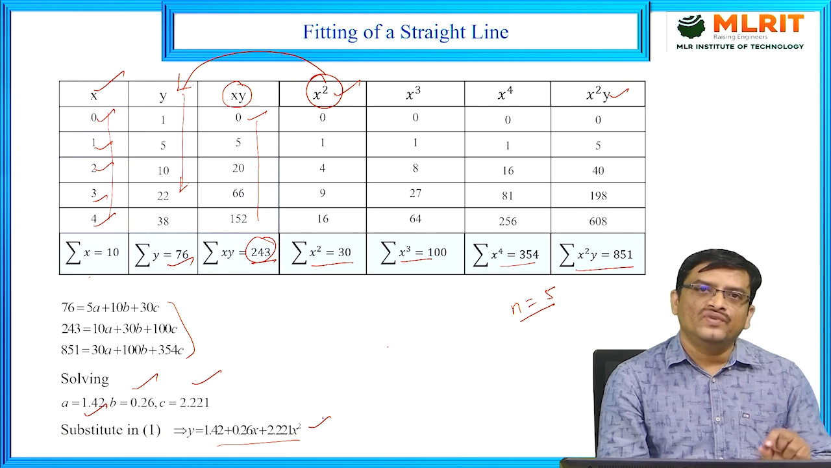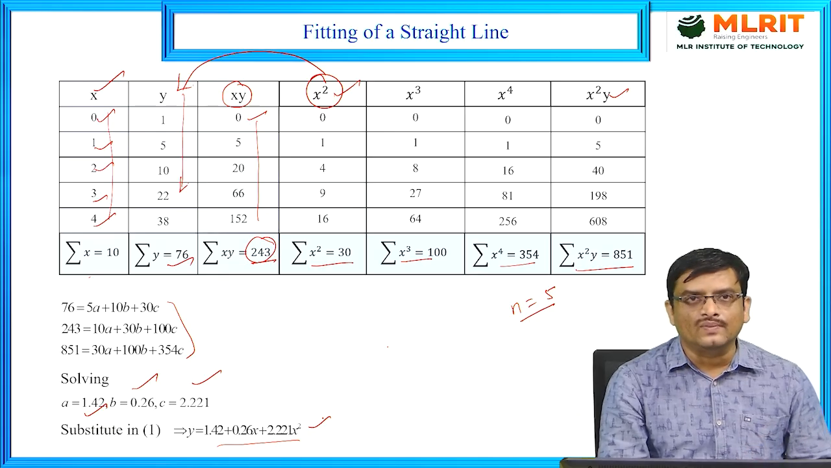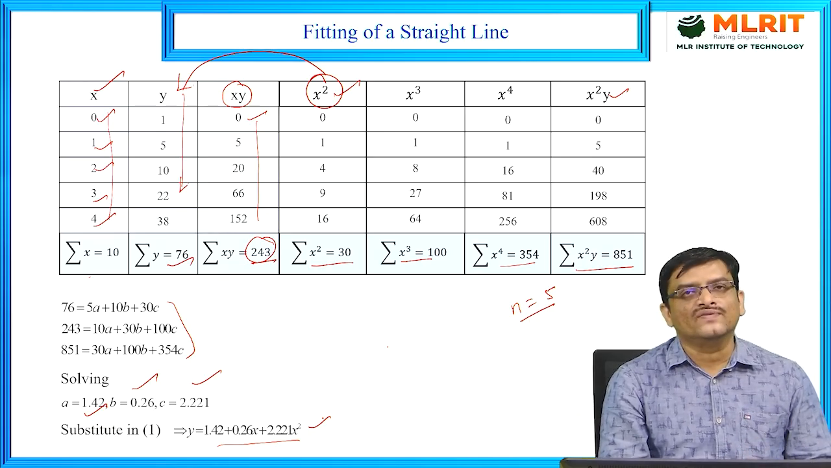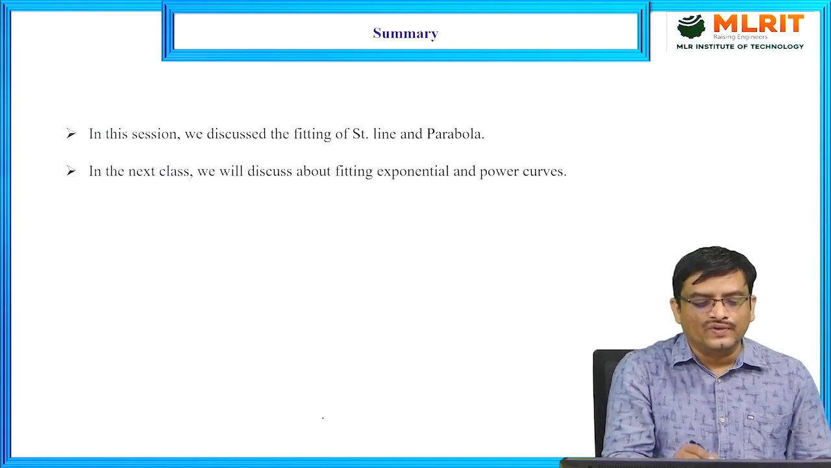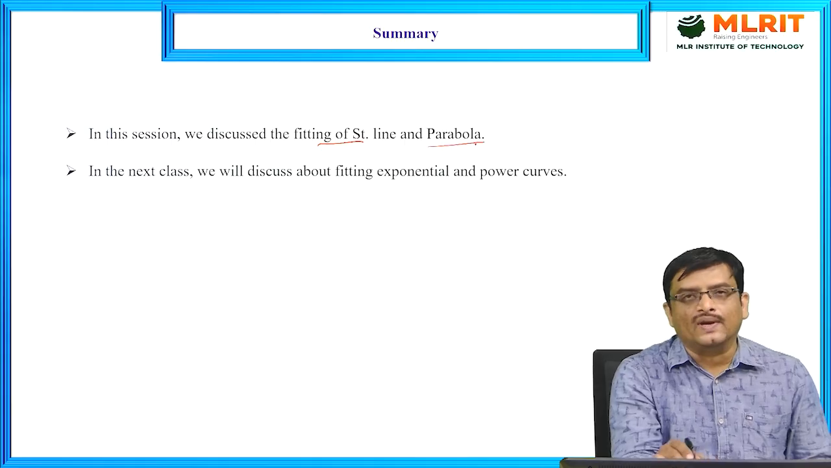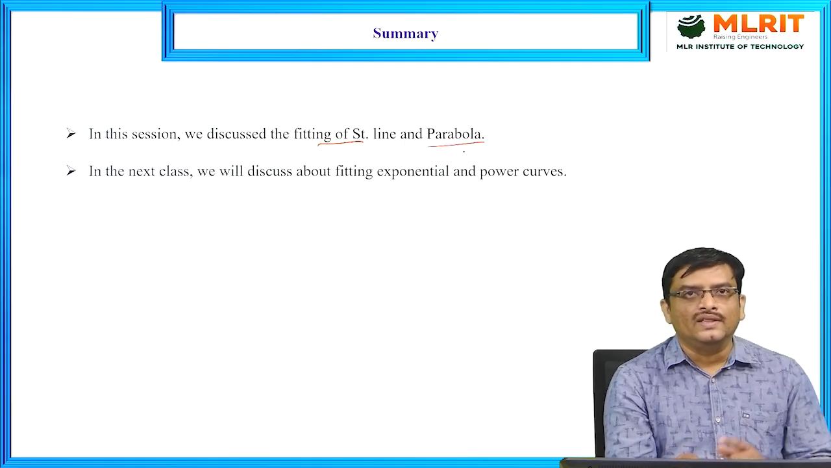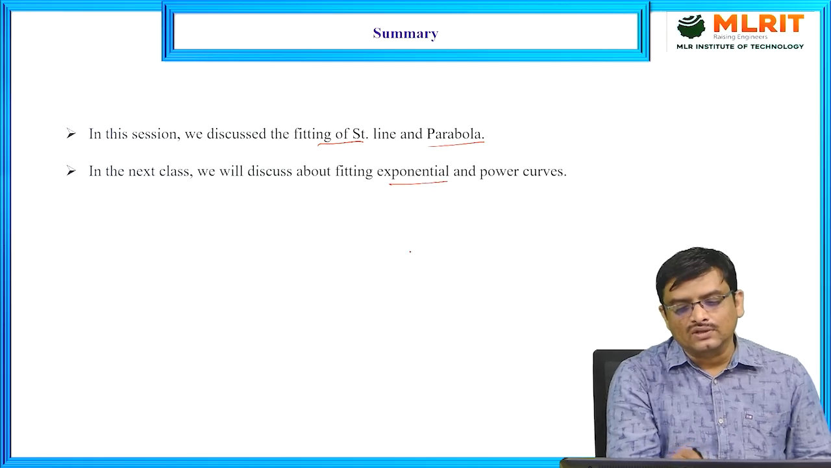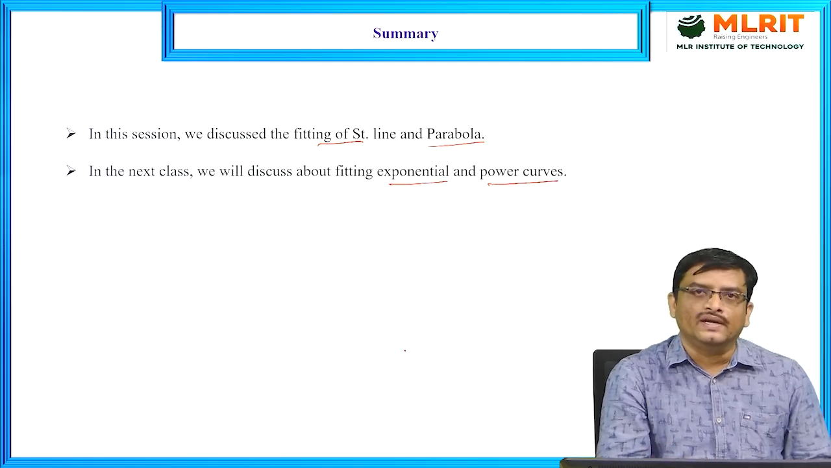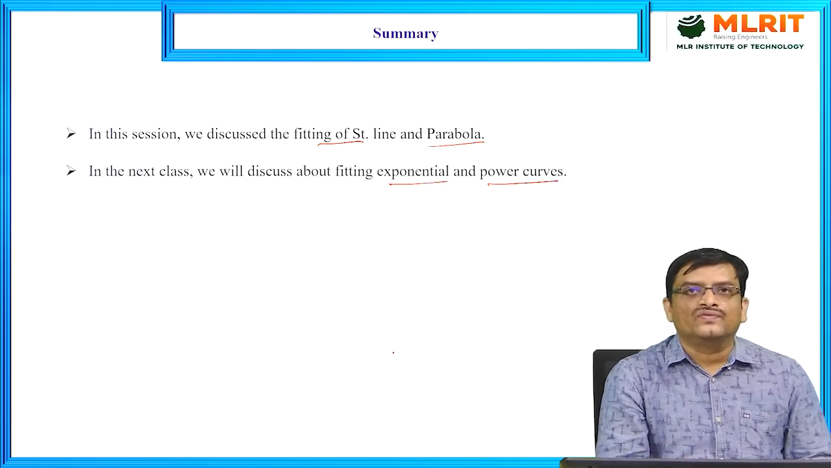So this is the way we can find the unique best fit curve for the given data, fitting a straight line and fitting a parabola by using the method of least squares. In this video we have seen how to fit a straight line and how to fit a parabola for the given data. In the next video we are going to see how to fit an exponential curve and the power curve for the given data. Thank you all for watching this.